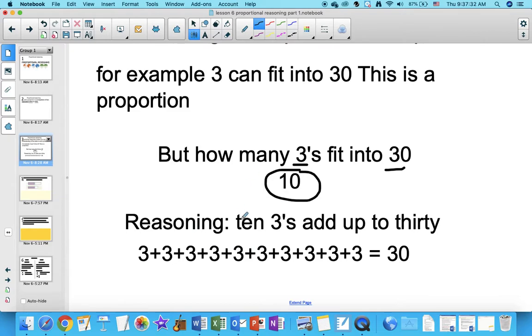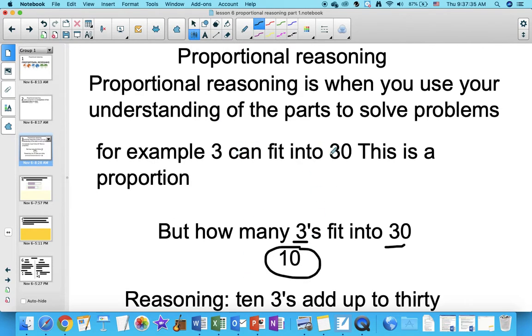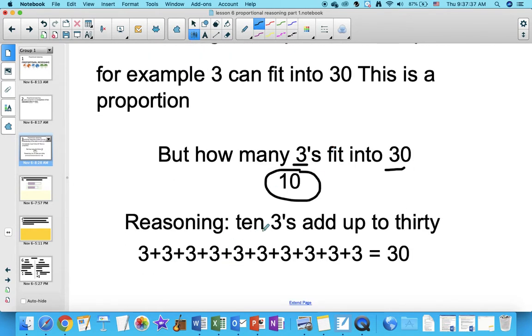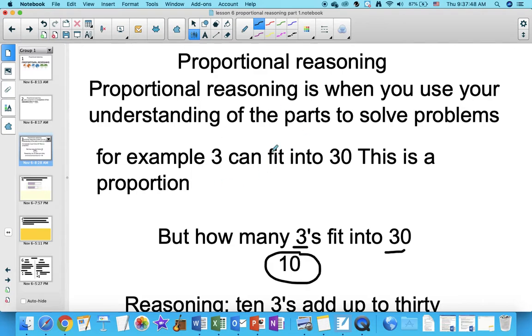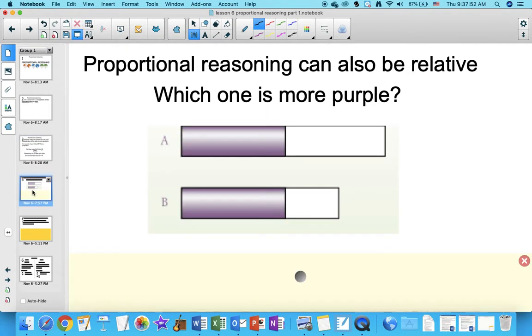The reasoning behind that, so the proportion is 3 to 30, right? The reasoning in the proportional reasoning is to prove it, right? 10 3's add up to 30. And so you can prove that by adding these 10 3's together. And that proves your proportion by giving the reasoning, hence the name proportional reasoning.